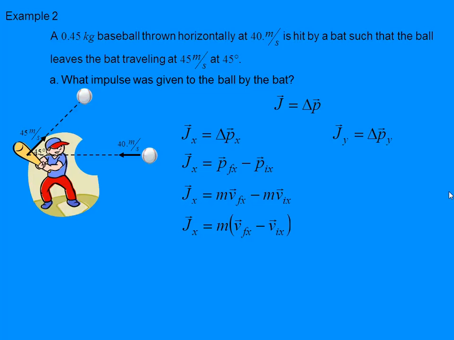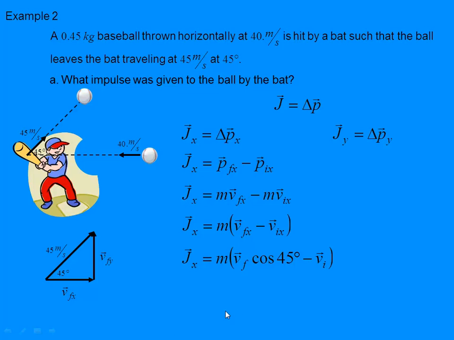Of course, we can factor out the m. And now we have to be a little careful. This is the final x velocity. So that's the final velocity. So this is the final x velocity, and this is the final y velocity. We have to break it up into perpendicular components.